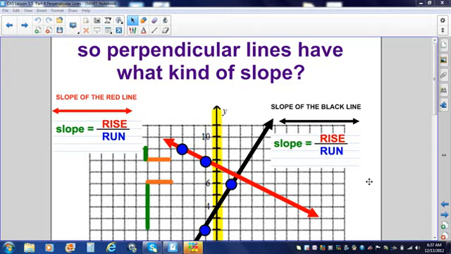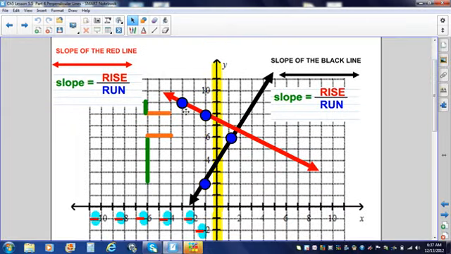So the next question is, what kind of slope do perpendicular lines have, besides one being positive and one being negative? You do not have to write this down, just watch the screen. We have a pair of perpendicular lines. They form 90-degree angles. I'm going to find the slope of the red line.